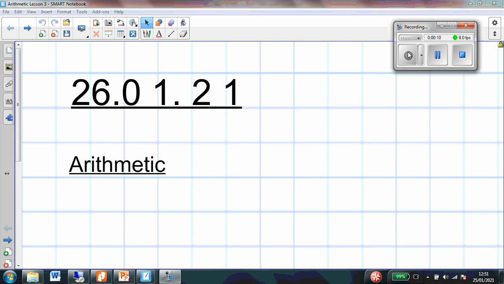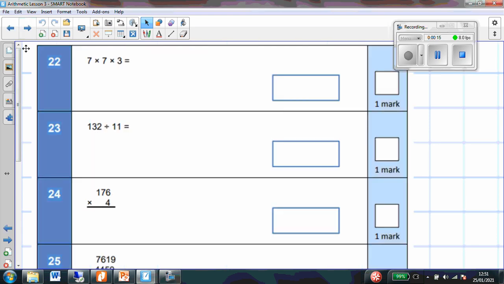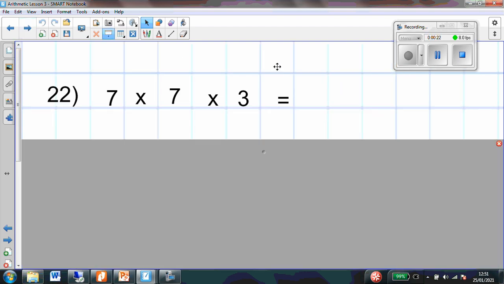Hopefully you've had a go at the paper already, so we're going to look at the last 4 questions together and just check how we have got on. So question 22 was 7 times 7 times 3.